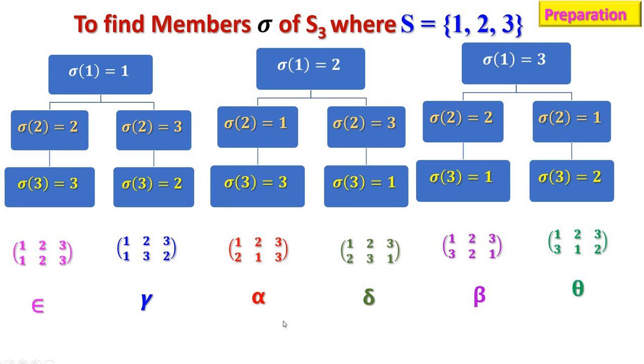Now we can notice that in the case of alpha, 3 is fixed. In the case of beta, 2 is fixed. In the case of gamma, 1 is fixed. And as for delta, it is written cyclically. That is, 1 is taken to 2, 2 to 3, 3 to 1. And for theta, 1 is taken to 3, 2 is taken to 1, 3 is taken to 2. So in this way you can easily write the elements of S3: epsilon, alpha, beta, gamma, delta, theta.